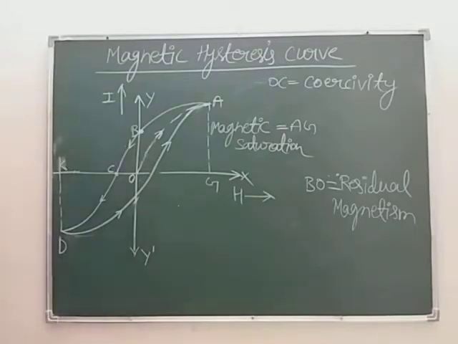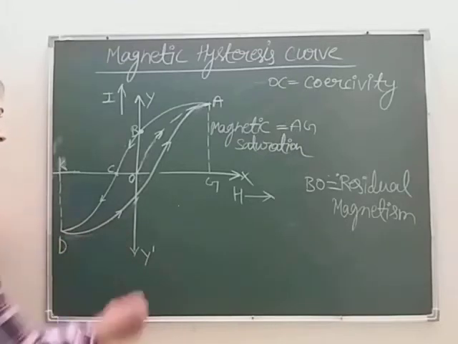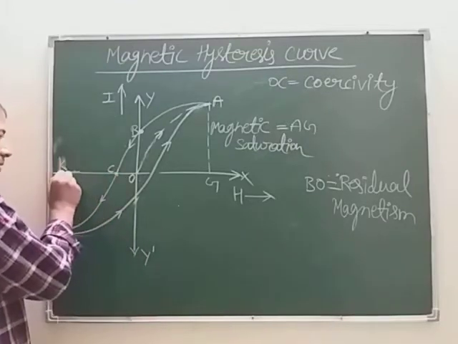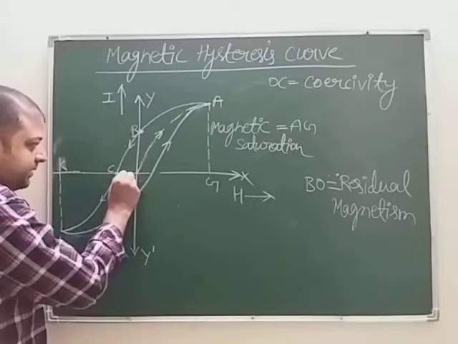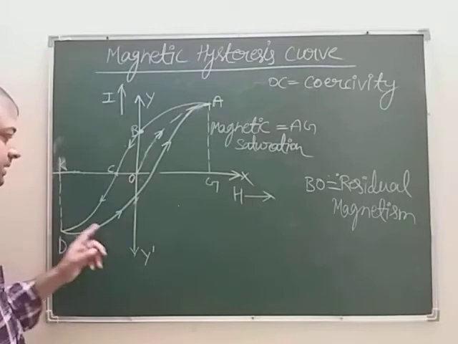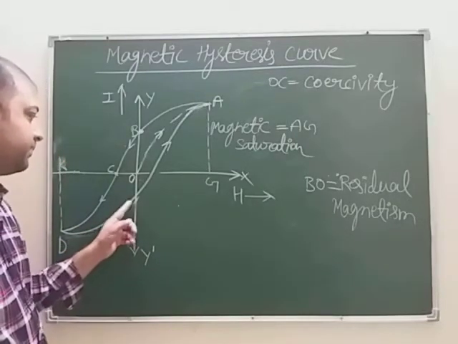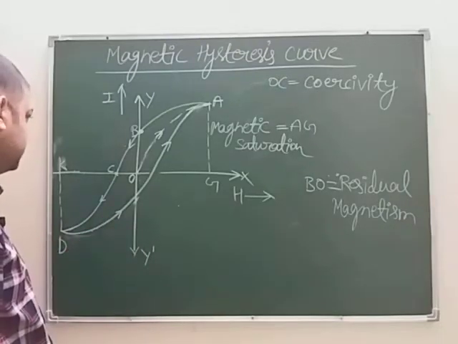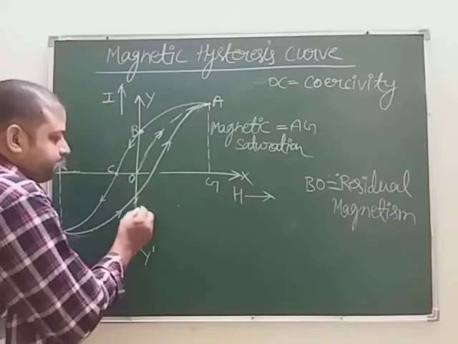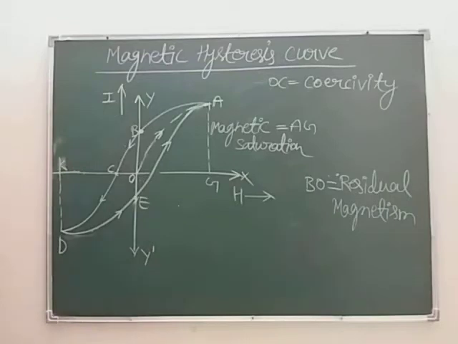Okay, then what will we do? Again we will decrease the value of H. This side is the increasing value of H in the negative direction. Now we will decrease the value of H in the negative direction, down to a certain point. Suppose this point, and name this point E, if we have not marked it in this diagram.